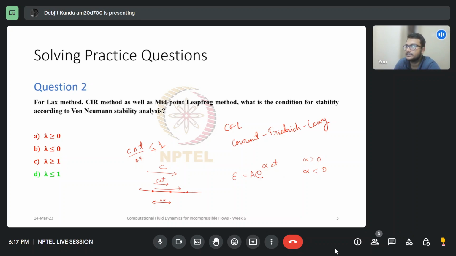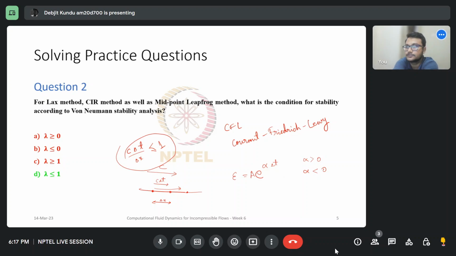So this is how stability is defined, and you can find out for different such methods like the ones discussed here and many other methods also. It ultimately boils down to this criteria: Courant number being less than or equal to 1.